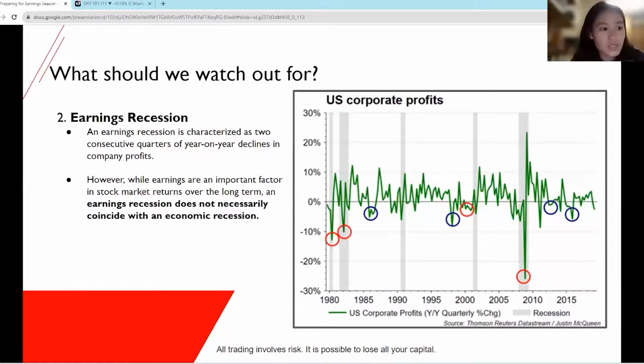So the chart that I've included here from Thomson Reuters Datastream shows that in the past 6 earnings recessions witnessed in the US, only 2 had coincided with an economic recession. So the blue circles that you see here show where there was an earnings recession without an economic recession, while the red circles represent where both earnings and economic recession occurred simultaneously.